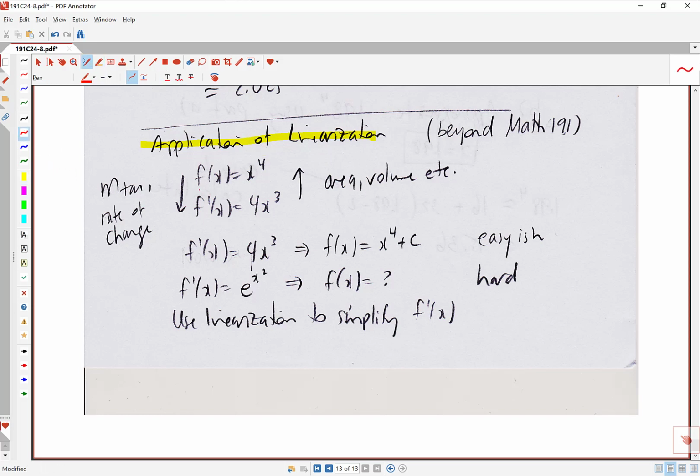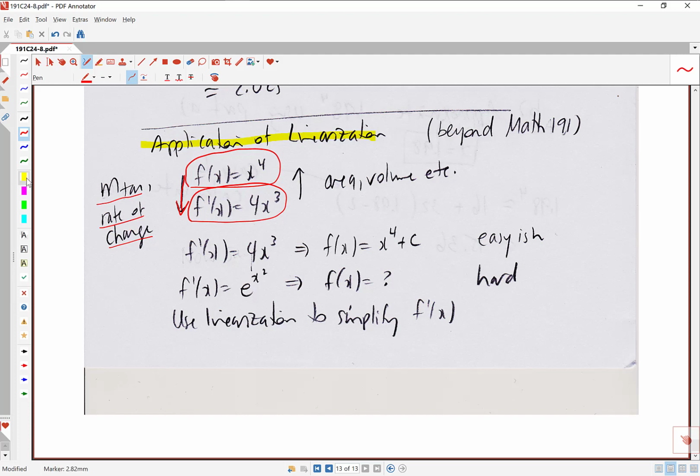So let's suppose that someone gives us a function like f of x equals x to the fourth. We know how to take a derivative of that. So the derivative is f prime, which is 4x cubed. And when we do this process of taking the derivative, what we're finding is the slope of the tangent line, or we're finding the rate of change of the function.